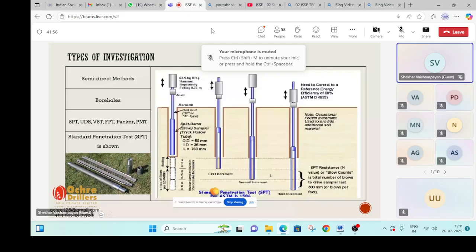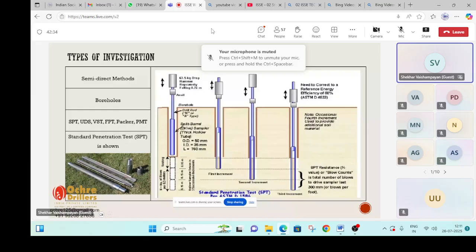In the semi-direct method, boreholes are done, and the main samples collected are taken at a given depth and then visually examined at the surface. So what are the things that are done? My first one is SPT, second is UDS, third is the field permeability test. These three things we are going to see in this presentation. You drill a hole up to a certain depth, let's say depth D, then you attach the SPT spoon. This is called the SPT barrel, the split spoon barrel. You can see the split spoon here.